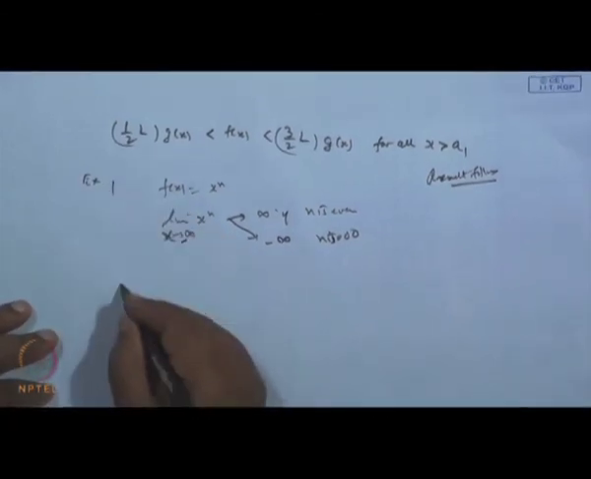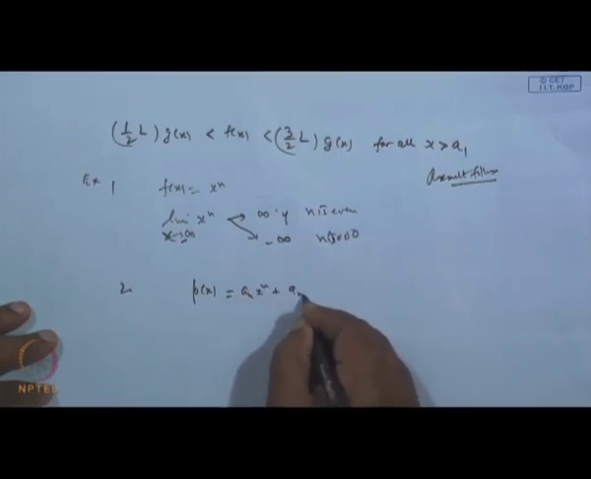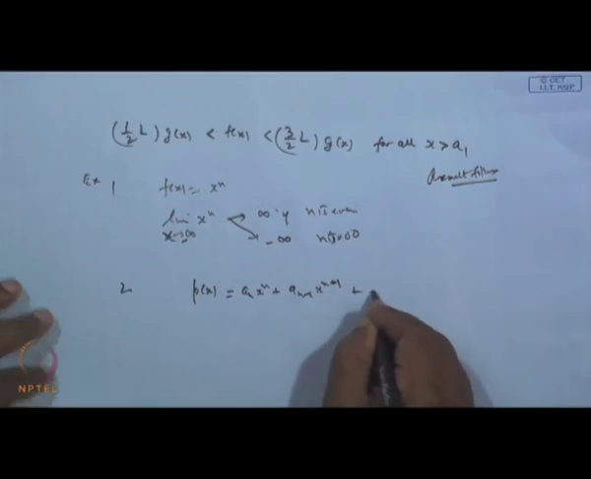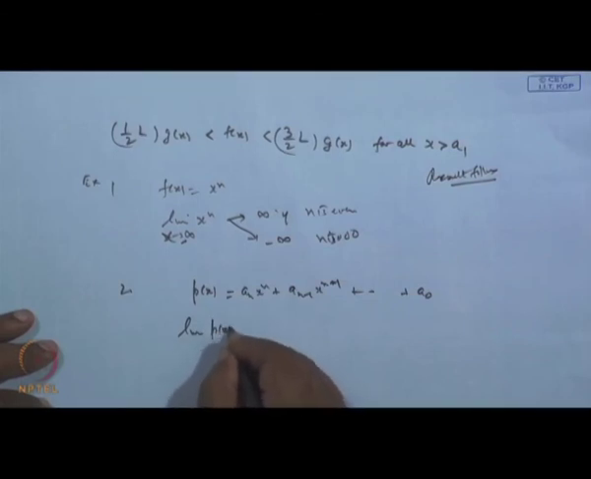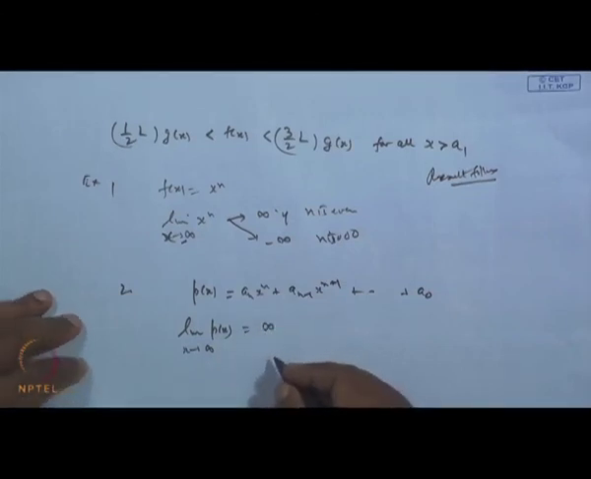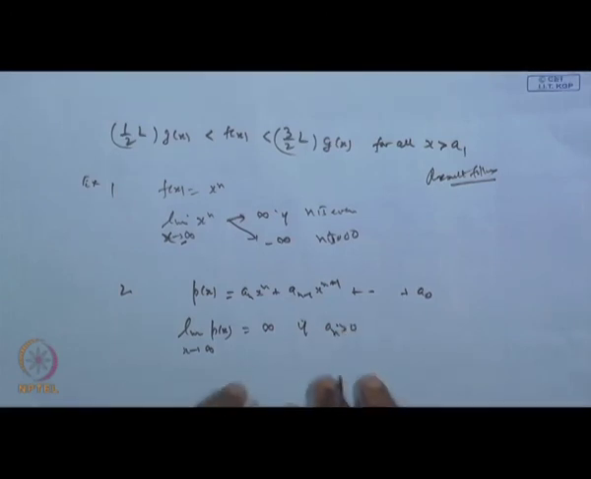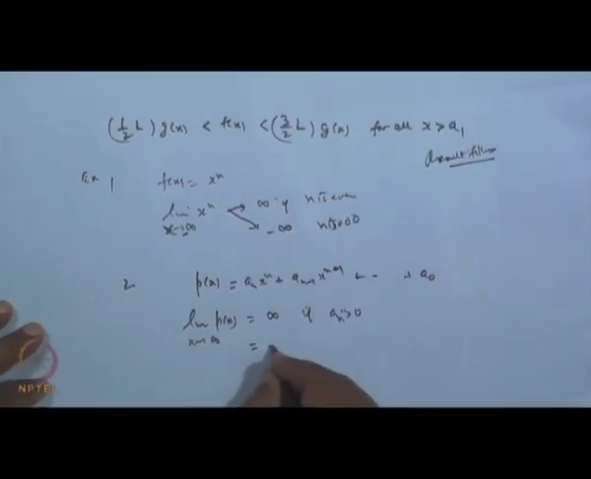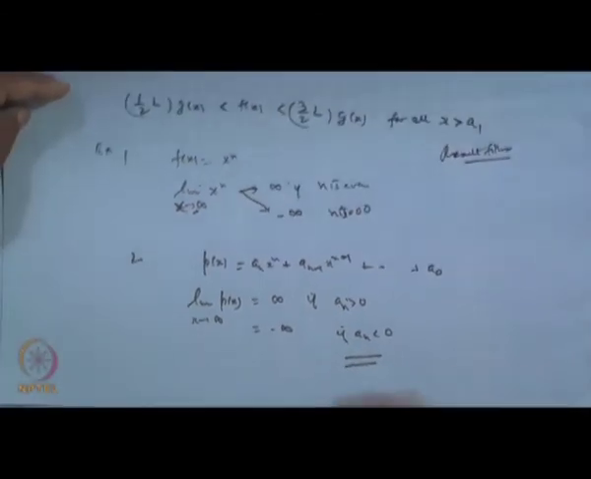Similarly, if the polynomial p(x) is given, say a_n x to the power n plus a_(n-1) x to the power n minus 1, up to a_0, then the limit of this p(x) when x tends to plus infinity will be equal to infinity if a_n is positive, and minus infinity if a_n is negative. So, this can be proved like this. In the case of a fraction also, we can do it this way.